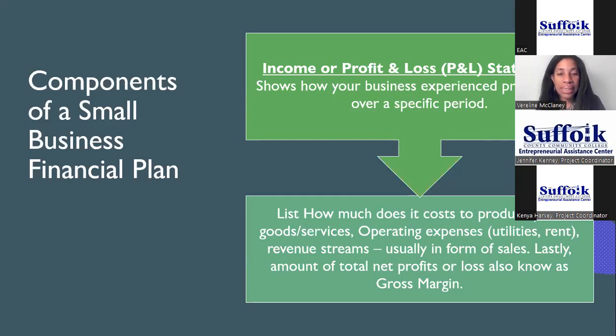The things that might be listed in your income statement or your P&L is how much it costs to produce your service or your products. You'll also have your operating expenses included in that P&L statement, such as your utility bills, your rent, and other expenses. Then lastly, you'll be looking at your streams of income, like what streams of income have been coming in over that period. And then you'll be checking your income versus your expenses, or your net profits.